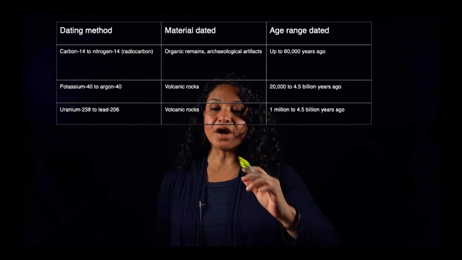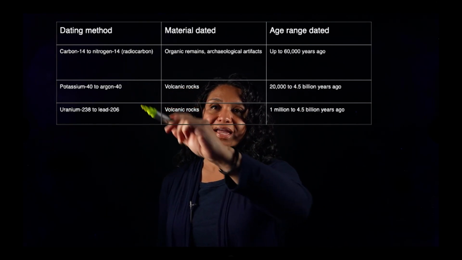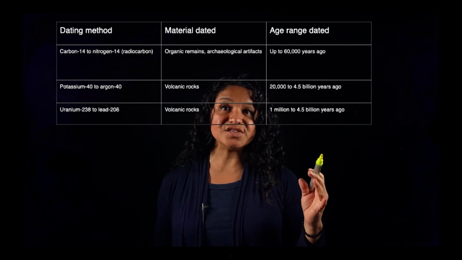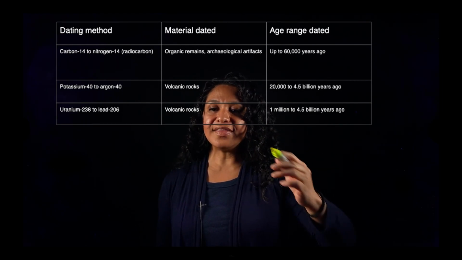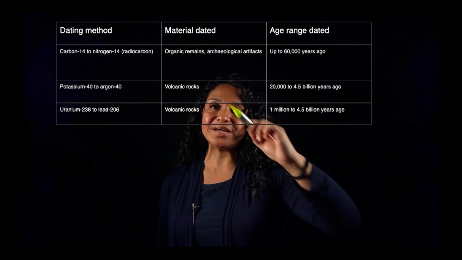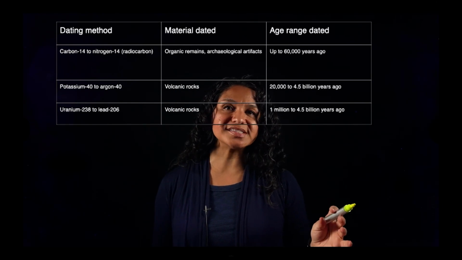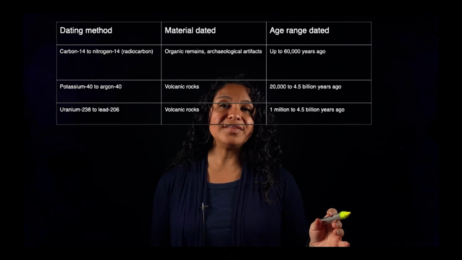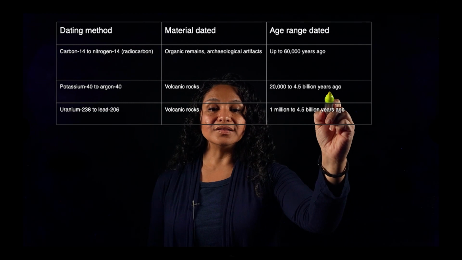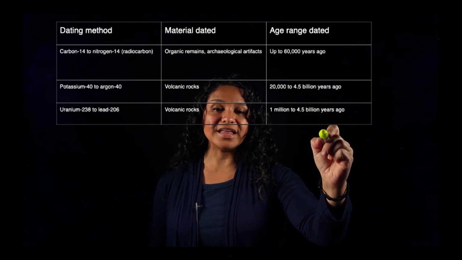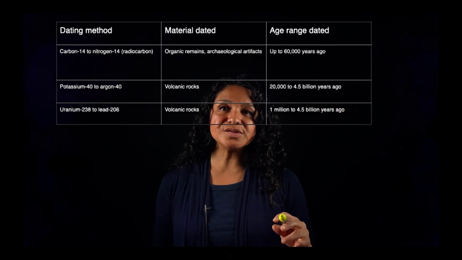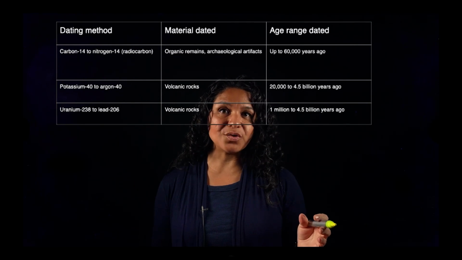So potassium to argon is a good way to date rocks because it is found in volcanic rocks. And then we've already talked about the uranium to lead dating, which is also found in volcanic rocks. And they have a very much longer half-life as well. So those are very common ways to date rocks.